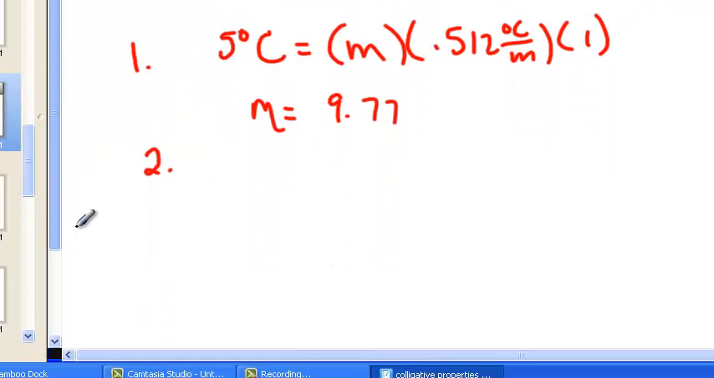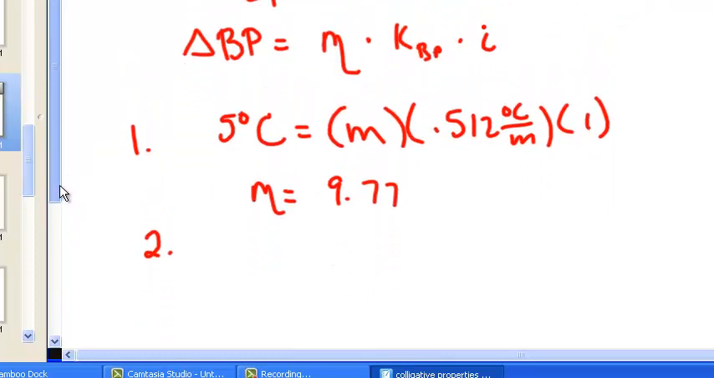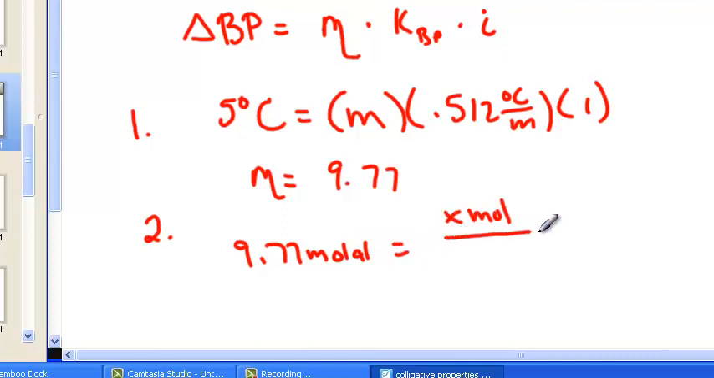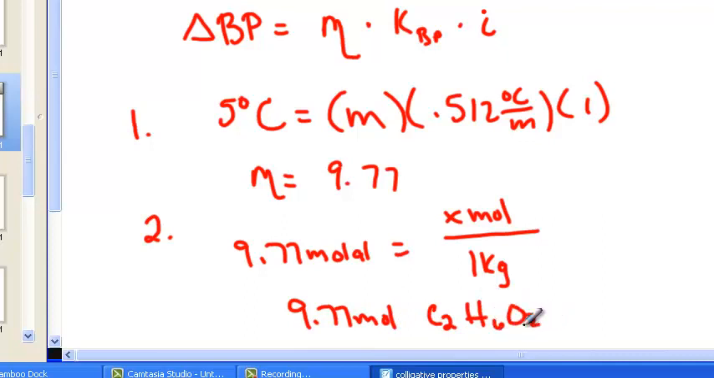Molality is defined as moles of solute per kilogram of solvent. 9.77 molal units, little m, molal. Let's pull out the number of moles per kilogram of solvent. That was a nice number, 1 kilogram. So mental math here, 9.77 moles of our solute, C2H6O2.